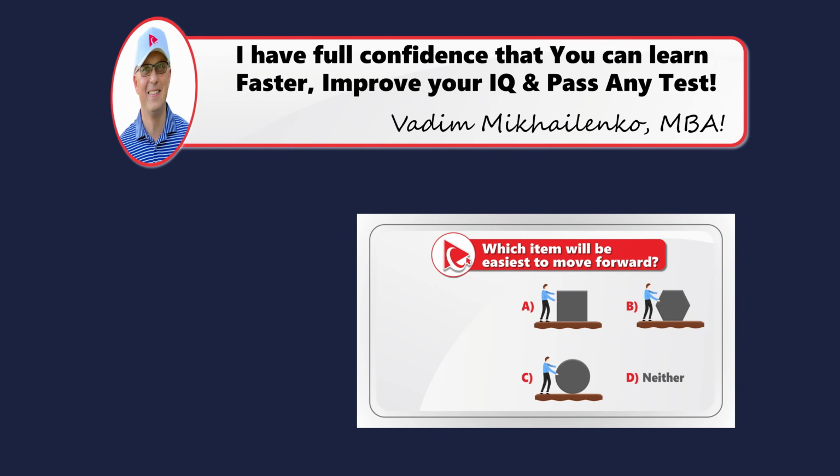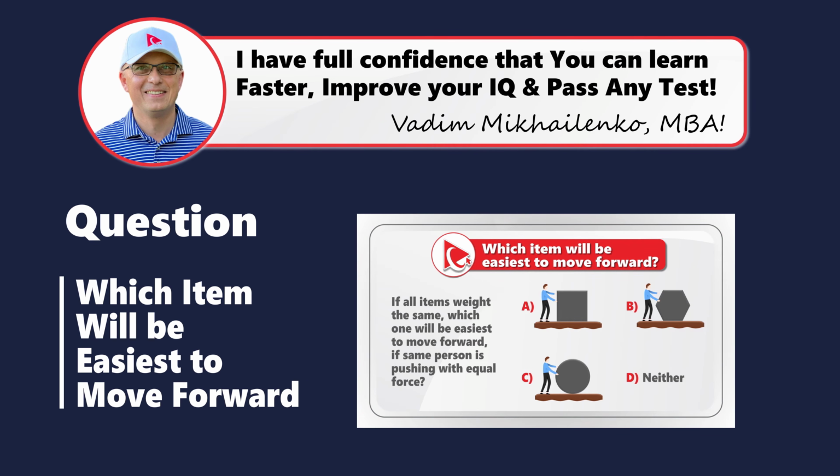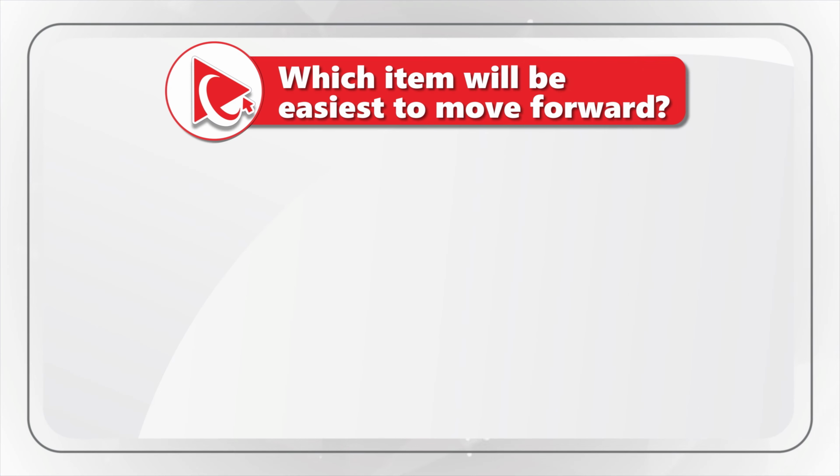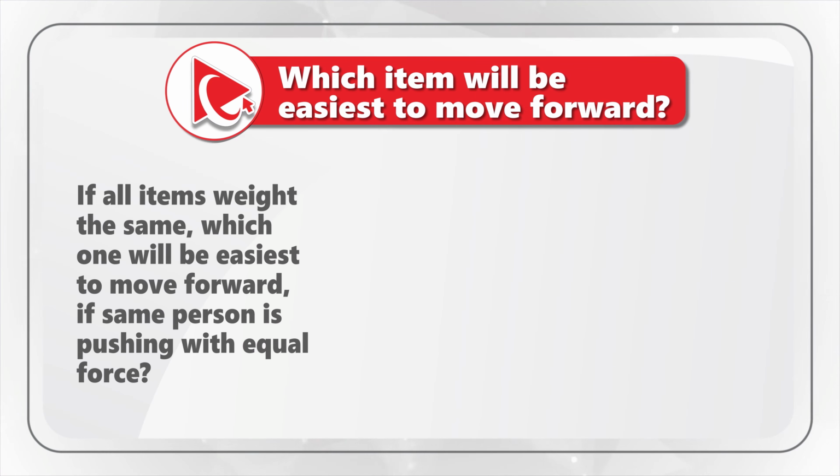Here's an amazing question to test your knowledge of mechanical movement of objects. You're presented with the picture of person moving the object, and you need to determine if all objects weigh the same, which one will be easiest to move forward if the same person is pushing with equal force. You need to select one out of 4 possible choices.